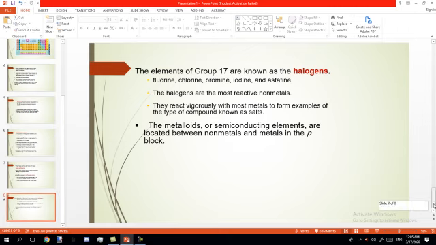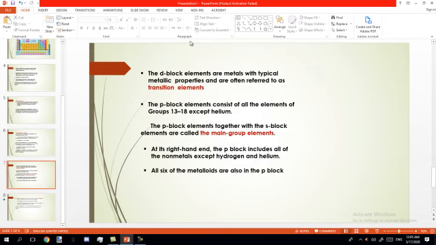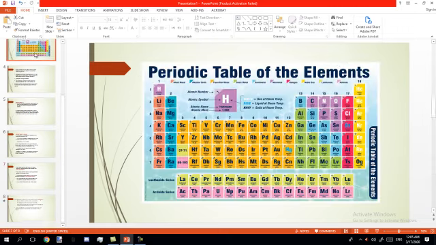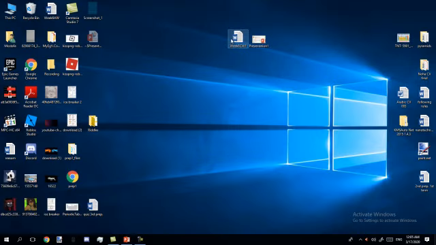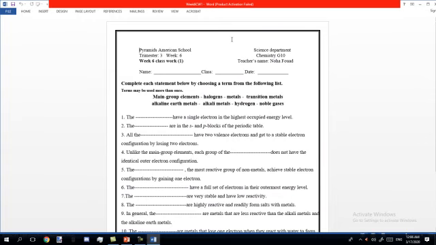So these are our sessions for today. Now we will see our class worksheet and try to answer it together. Now, complete each statement below by choosing a term from the following list. Terms may be used more than once. These are some words. You have to pick one word that suits each of these statements.